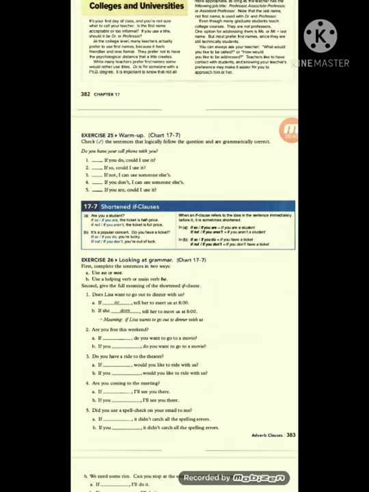B. It's a popular concert. Do you have a ticket? If so, or if you do, you're lucky. If not, or if you don't, you're out of luck. In A, if so, or if you are, means if you are a student. If not means if you aren't a student. In B, if so means if you do have a ticket. If not means if you don't have a ticket.